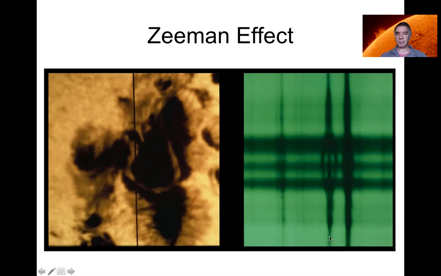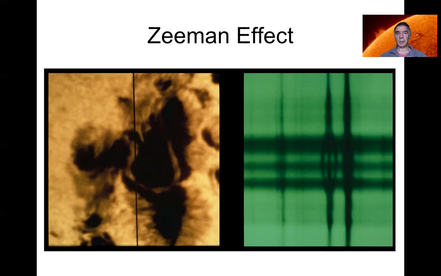Let's focus on this one. This looks like a single dark absorption line. But as you move into the region where the magnetic field is strong, so on the sunspot here, suddenly you've got 3 spectral lines instead of 1 that there was before. Okay. And so this is exactly what the Zeeman effect is all about.